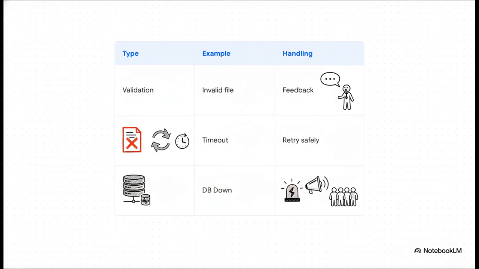Look, not all errors are equal. A validation error, like a user uploading an invalid file type, just needs clear and immediate feedback directed right to that user. A transient error, like a brief network timeout, might just need a safe automated retry. But a system error, like your core database being completely unavailable, means we need to stop, absolutely avoid retrying forever, and immediately sound the alarms to engineering. Classifying these is what helps us decide whether to retry, block, or alert.